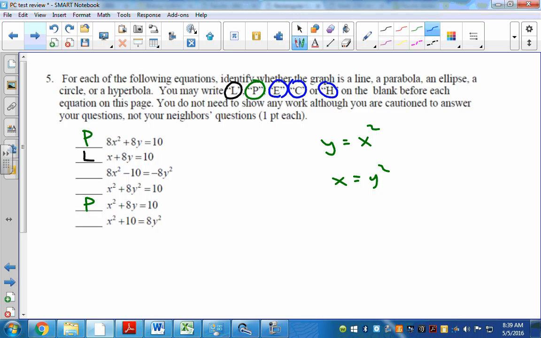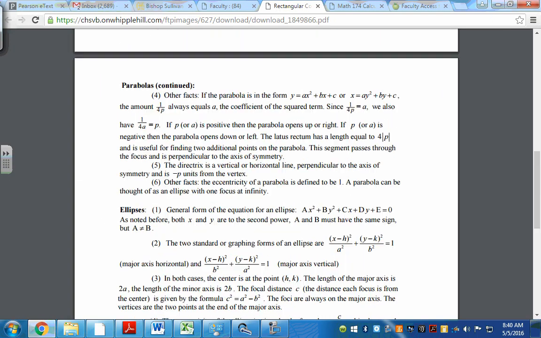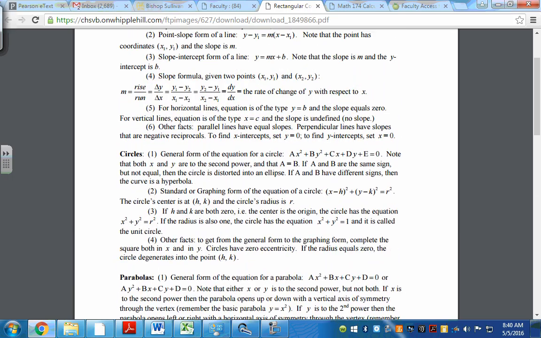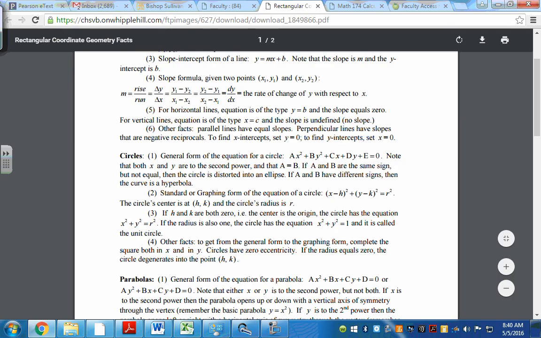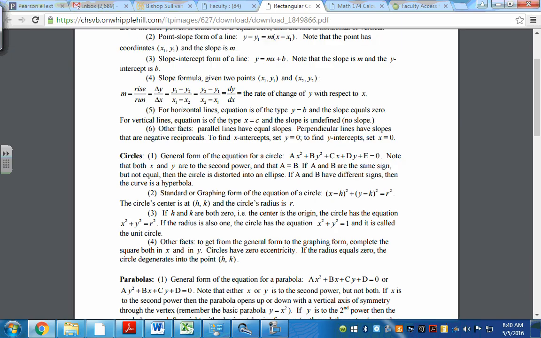And again, it's probably not a bad idea to go back to this sheet that you have. Everything you wanted to know about conic sections. If you look at circles, the general form for equations of a circle, ax squared plus by squared plus cx plus dy plus e. X and y are both to the second power. A and B are the same number, right? If A and B are the same sign, but different numbers, you get an ellipse. And if A and B have different signs, then you get a hyperbola.